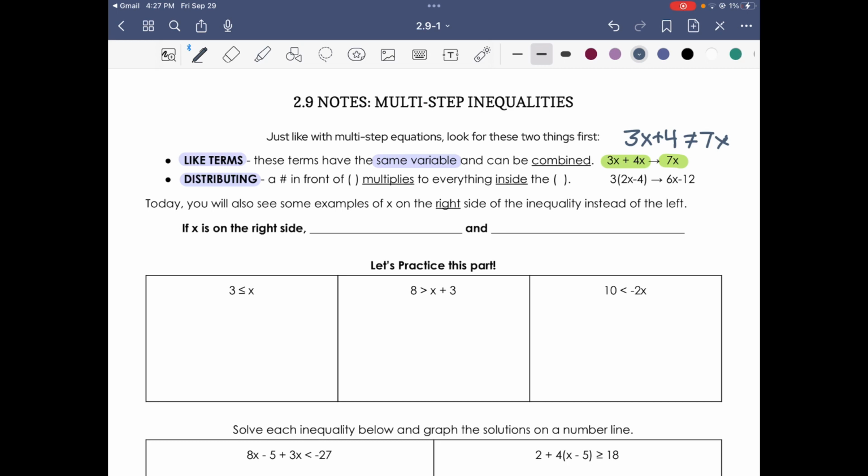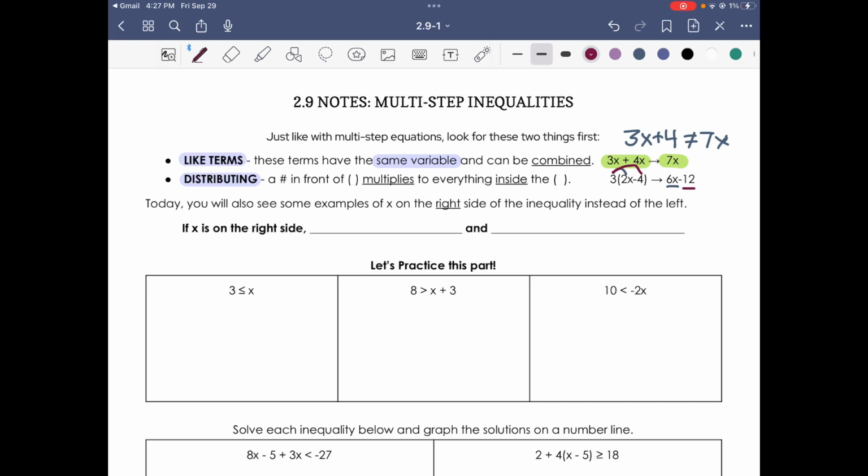The second thing is distributing. If there is a number in front of parentheses, then you need to multiply it to everything inside the parentheses. For example, 3 times 2x minus 4. 3 times 2x is 6x, and 3 times negative 4 is negative 12. So 3 times 2x minus 4 is the same thing as 6x minus 12. We're going to look for those 2 things first, and then everything left after we've done those 2 things will be a 2-step inequality like we talked about last week.